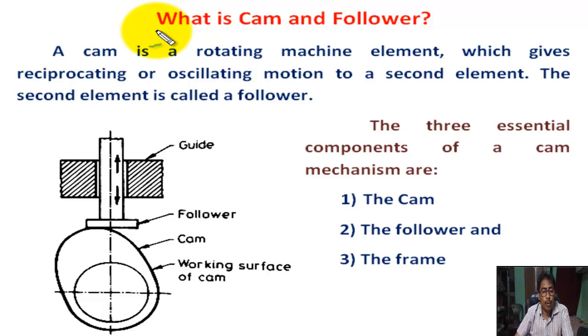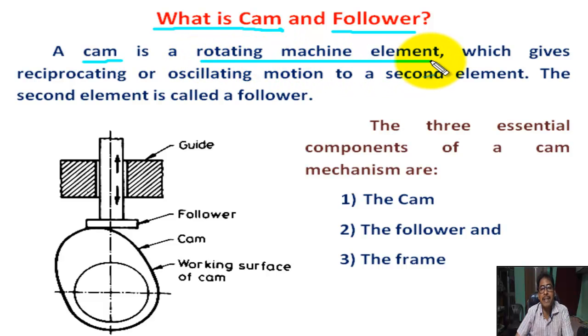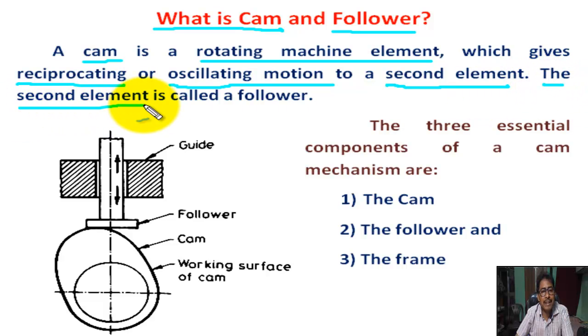Today we are going to learn what is cam and what is follower, and also the use of cam and follower mechanism. A cam is a rotating machine element which gives reciprocating or oscillating motion to a second element, to a second part. The second element is called a follower.